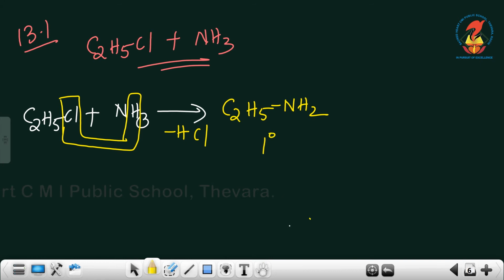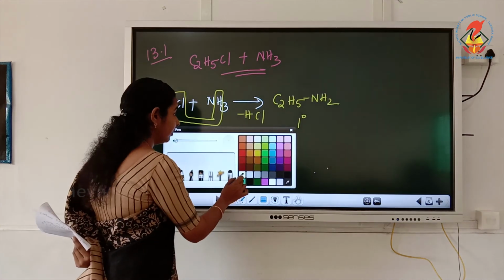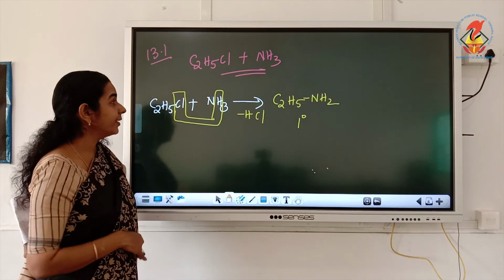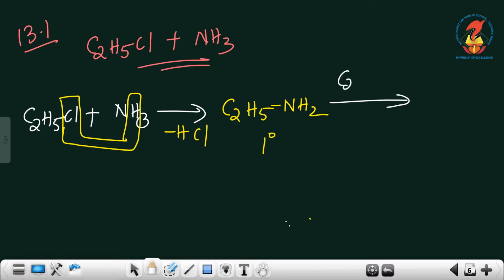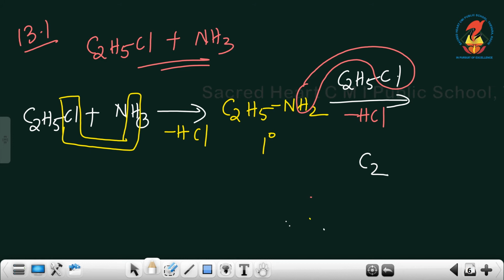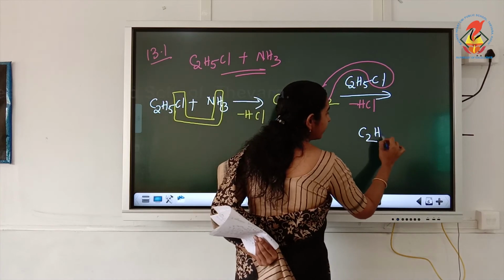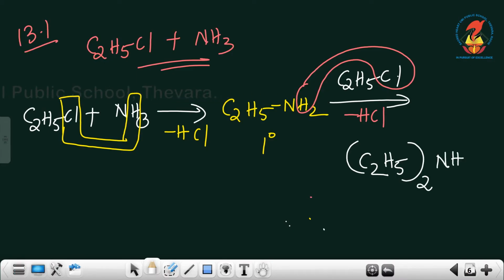Here X is Cl. So HCl will be eliminated and we get C2H5NH2. So we got a primary amine, and this primary amine again will be reacting with RX. Which is the RX here? C2H5Cl. So again with C2H5Cl, it will be eliminating one HCl, minus HCl, and already one C2H5 is there. From NH2 one hydrogen is removed to eliminate HCl, so it will become NH. One more C2H5 is coming, so it will become (C2H5)2NH.